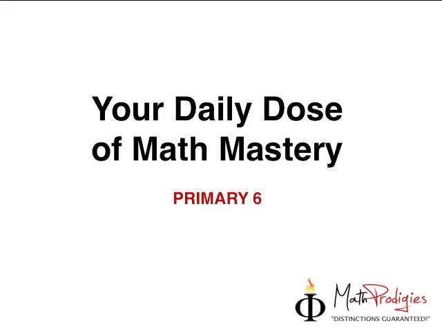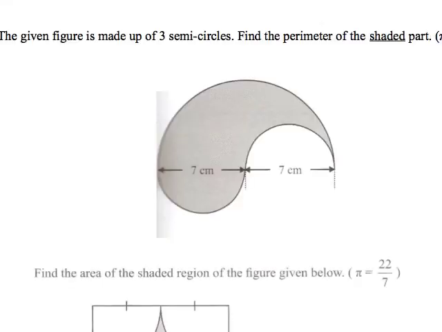We're going to go into question number 4 of your assessment paper number 3 on circles. Today's question is actually pretty cool. Let's take a look at it. This is what it says: the given figure is made up of 3 semicircles. Find the perimeter of the shaded part and take pi as 22/7.